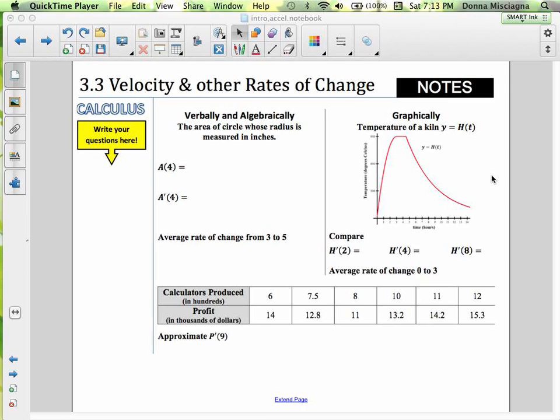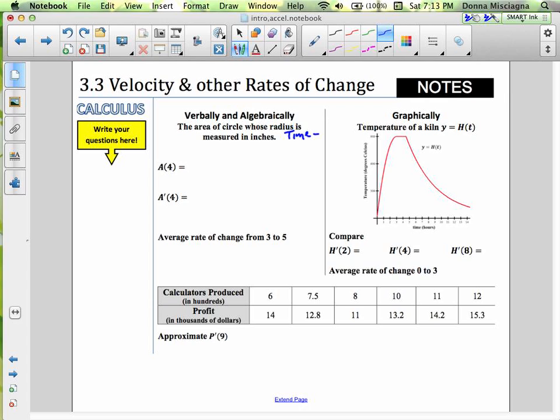Welcome. Let's look at velocity and other rates of change. Velocity is a rate of change, but other things can change as well. And here we're going to look at the area of a circle whose radius is changing. This radius is measured in inches.